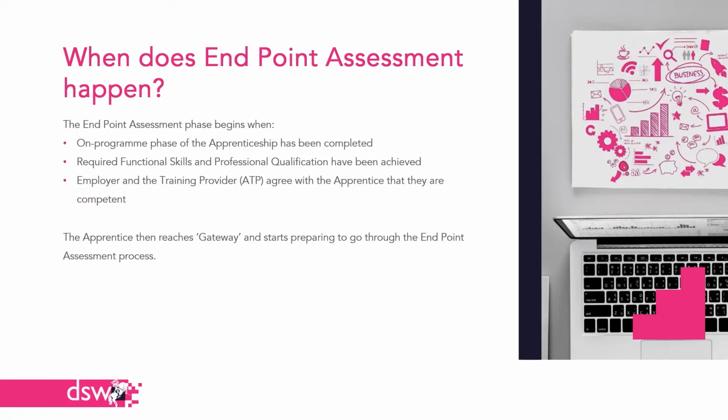When does endpoint assessment happen? Endpoint assessment begins when the on-programme phase has been completed, the mandatory qualification has been completed. This should be a project management qualification recognised by the IPMA at level D or an APM project management qualification. Maths and English functional skills have been achieved or proof of exemption provided, such as a GCSE grade C, and the employer and apprenticeship training provider agree that the apprentice is competent. This next stage is called Gateway, and it's when the apprentice begins preparing for the endpoint assessment process.